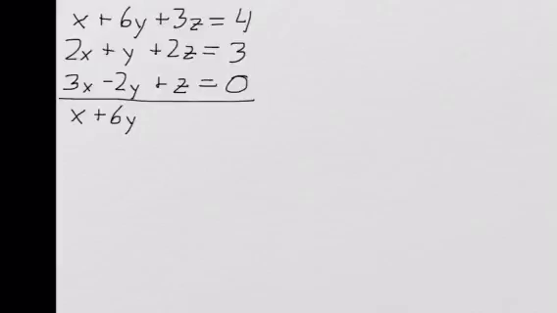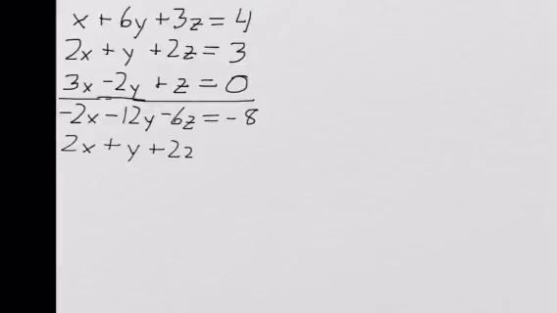Actually, I'm going to do something a little bit different. I'm going to go ahead and multiply that first equation by 2, just to make what I'm doing down the road a little bit more clear. As a matter of fact, I'll even multiply by negative 2. So I'm multiplying both sides of the equation by negative 2, so I get negative 2x minus 12y minus 6z is equal to negative 8. And 2x plus y plus 2z equals 3. And nothing changes on the third equation.